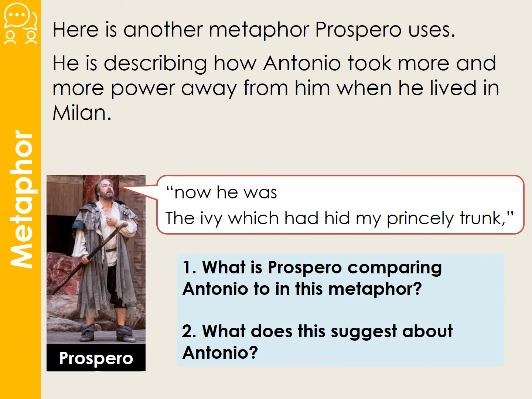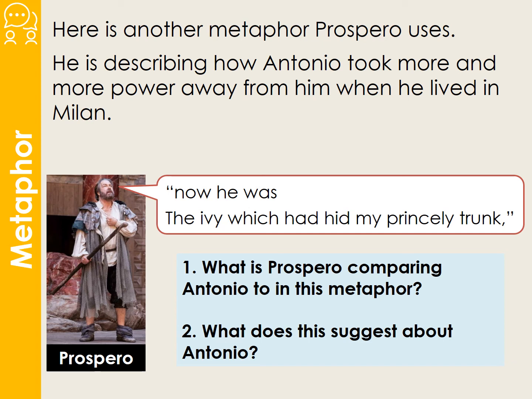Here is another metaphor Prospero uses. He is describing how Antonio took more and more power away from him when he lived in Milan, and Prospero says this: "Now he was the ivy which had hid my princely trunk."